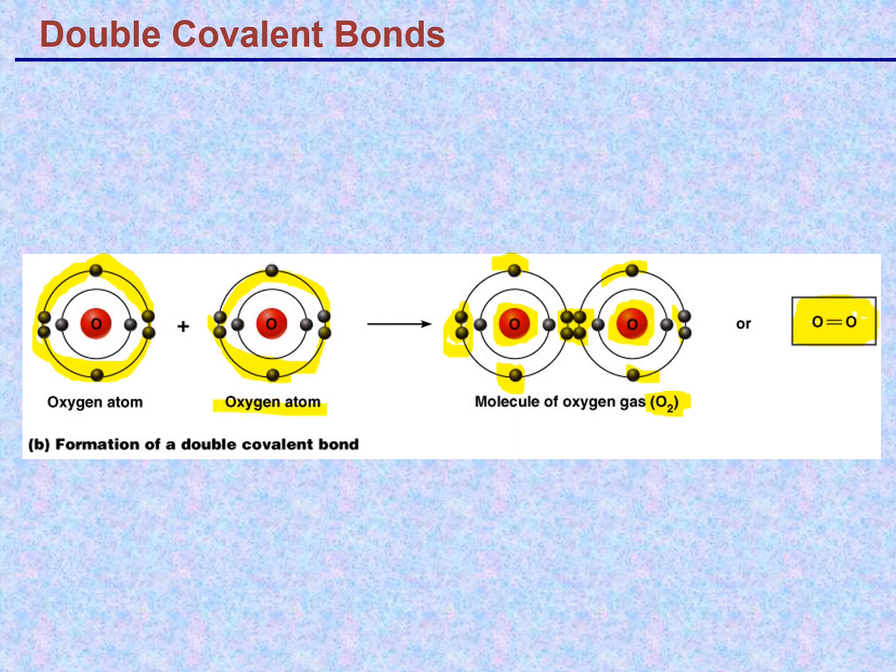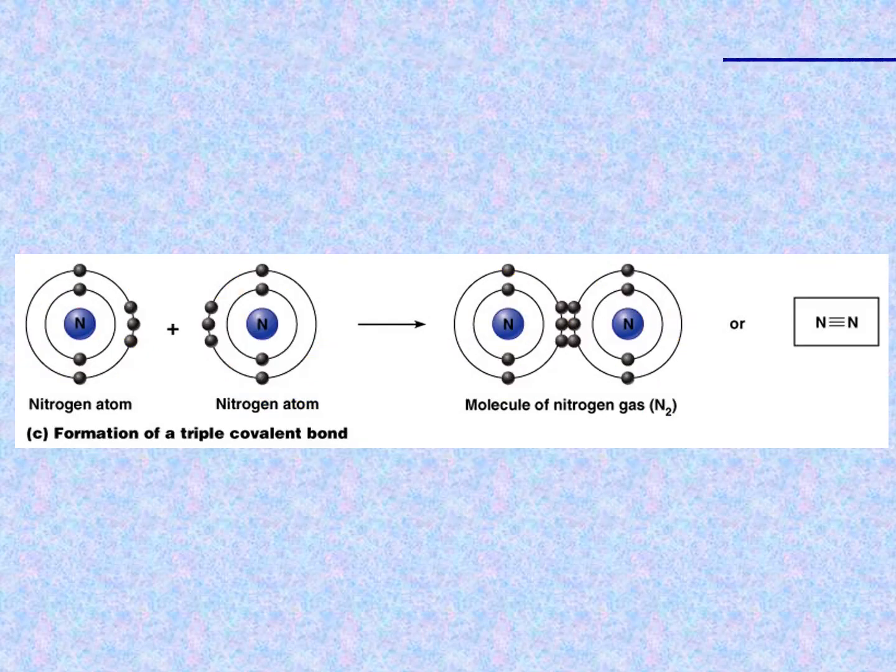Oxygen on its own, a single oxygen atom, is not very stable at all. It's very reactive. It'll quickly react with other types of molecules because of this incomplete outer shell.